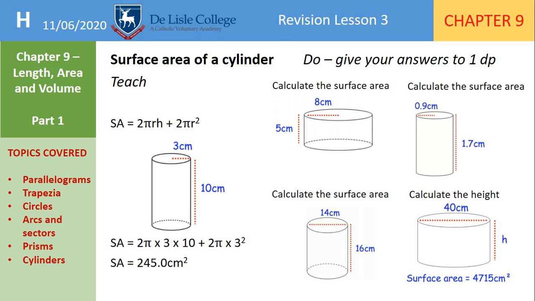Okay, let's check answers. The first one, the surface area is 653.5 centimetres squared. Going across, the second one, the surface area is 14.7 centimetres squared. The third one, the surface area is 1011.6 centimetres squared. And the last one, well done if you got this, the height is 17.5 centimetres.